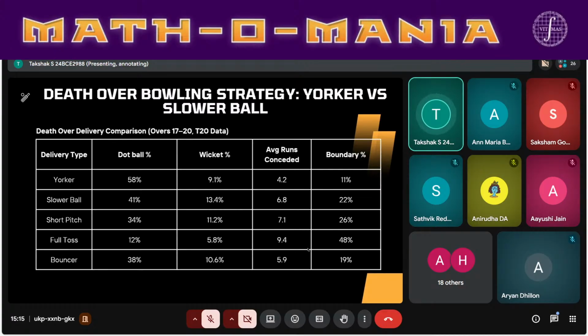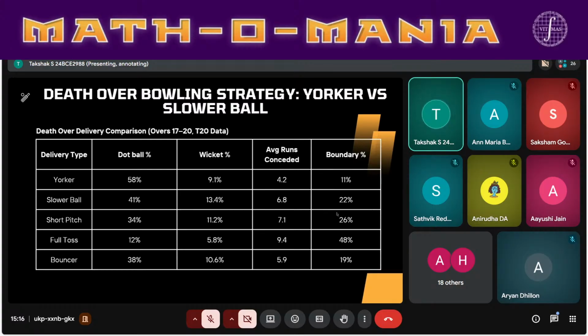And the full toss is essentially the worst delivery you can bowl in the death overs on every metric. Only 12% dot ball rate, 5.8% wicket probability, the lowest of all five types listed. 9.4 runs conceded on average. It's the highest, and 48% boundary rate. Nearly half of all full tosses in the death result in boundaries. And so a full toss in the death is effectively a gift to the batting team. It almost never happens intentionally, but it happens very frequently when bowlers mistime or misjudge their execution under pressure.